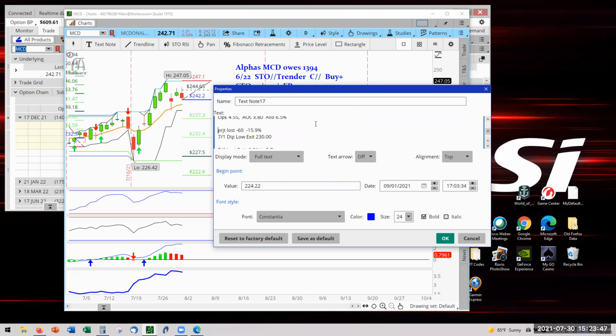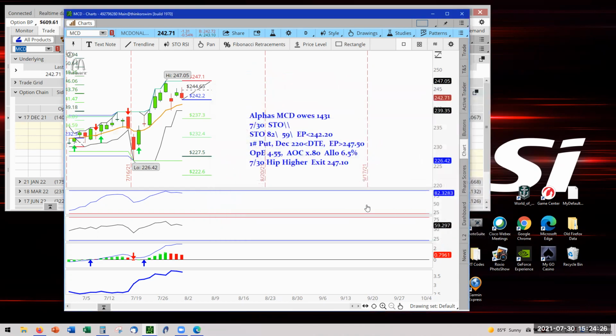We don't know what the projected loss is. Again, not long. See, this is where you save a lot of time: just do your data and do it. And then the out is a 30 and it is a high. So this is a hipper high exit at 247.10. And then all the other data, like I said before, is gone. Get rid of it. Oh, this actually had a loss of 1431. Just saw that. Okay, update that. Done. And there it is.